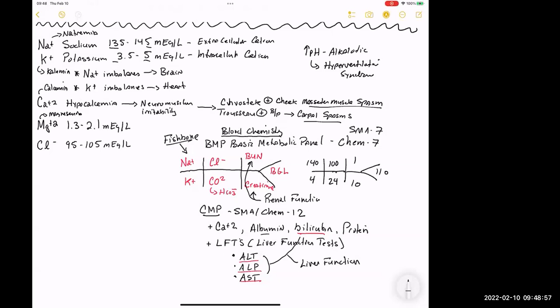All right. So these are the main tests that we use to look at a lot of these electrolytes. If you want to know somebody's magnesium, that is a test that is ordered by itself. It's a kind of a standalone test. It's not associated with the BMP or CMP. But most of the rest of these electrolytes are measured in either the BMP or the CMP.